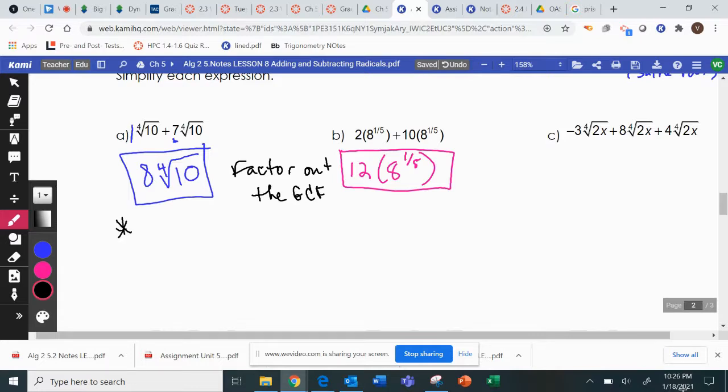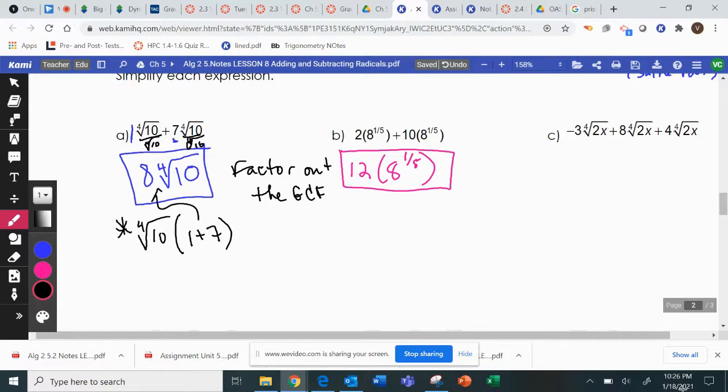I'll do it under here. On the first one, the GCF would be the 4th root of 10. And what I would have left over if I took out the 4th root of 10 is I would have 1 plus 7. And that's how I get my 8.